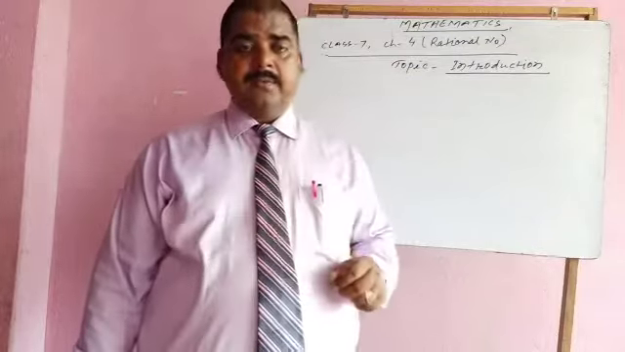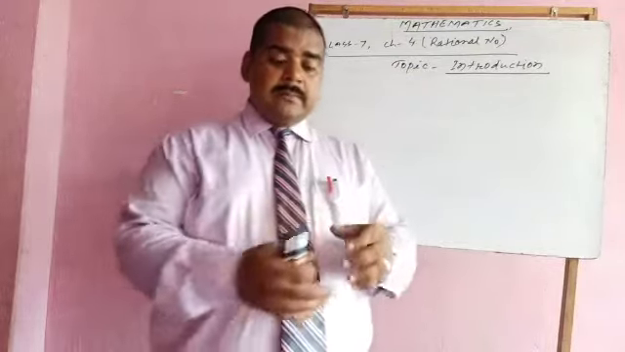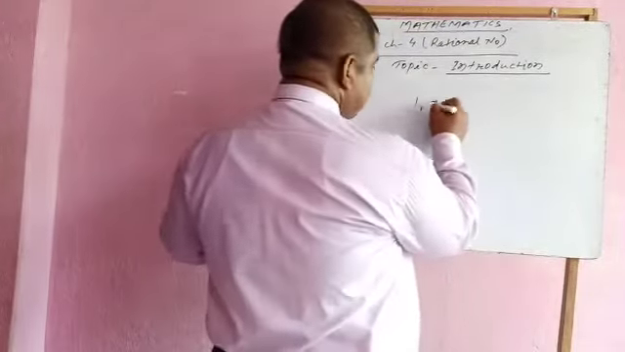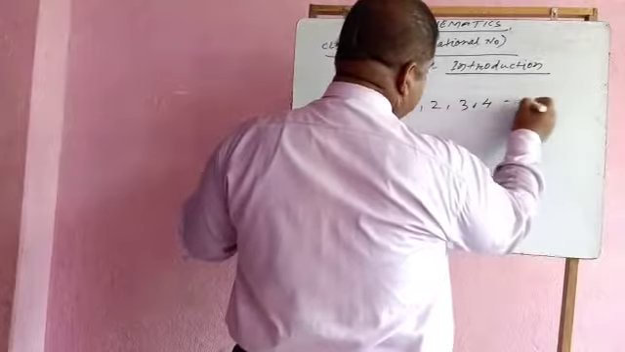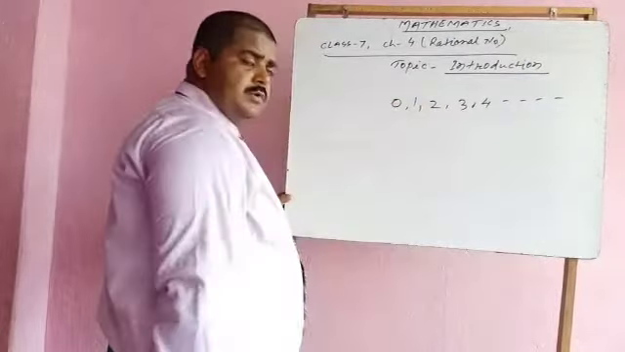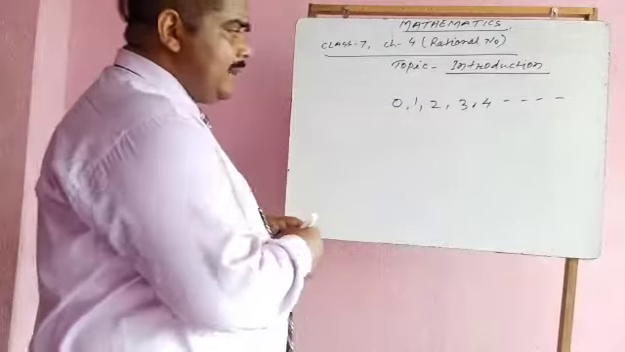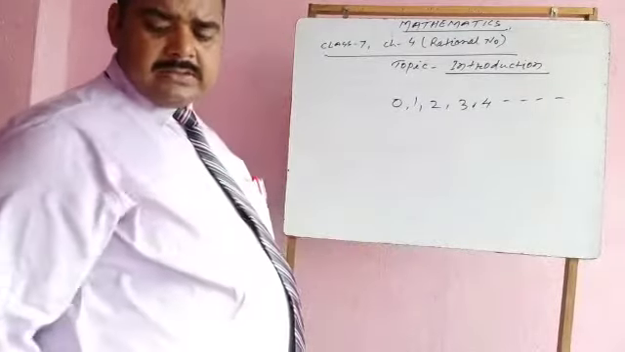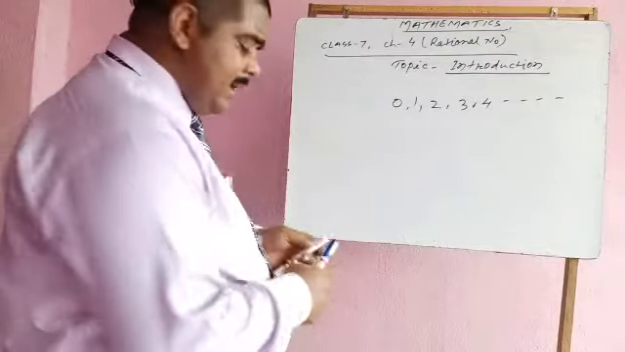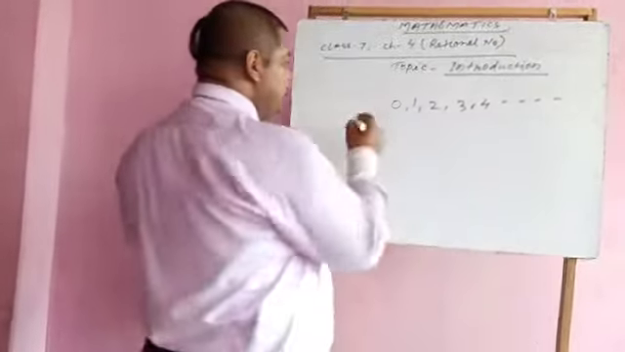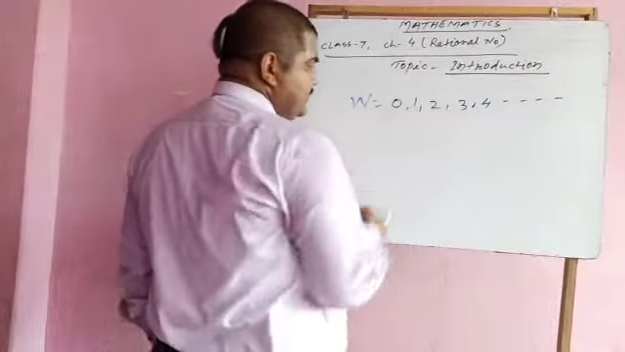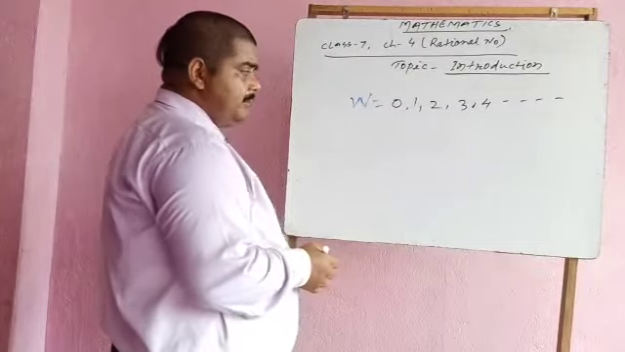called natural numbers. When these counting numbers 1, 2, 3, 4 and so on are included with 0, that is, when you include 0 with them, they are known as whole numbers, and whole numbers are denoted by the capital letter W. So counting numbers together with 0 are known as whole numbers.